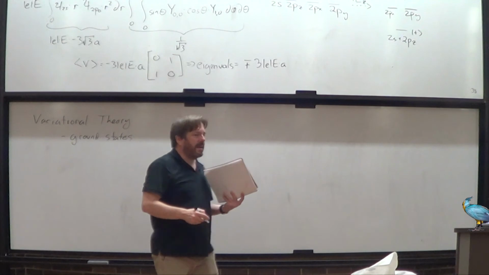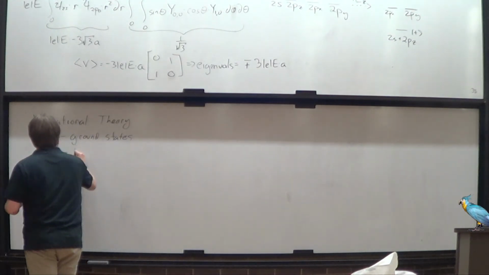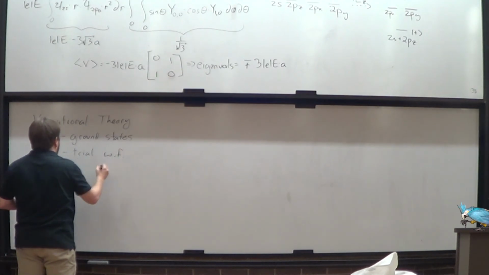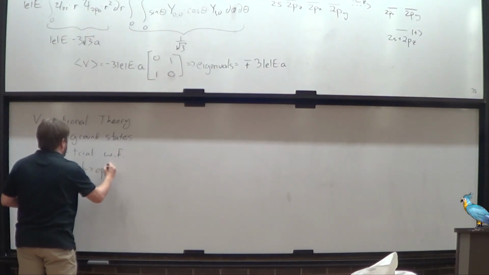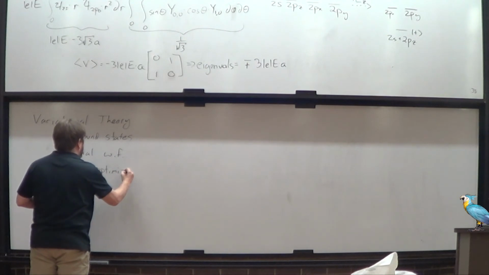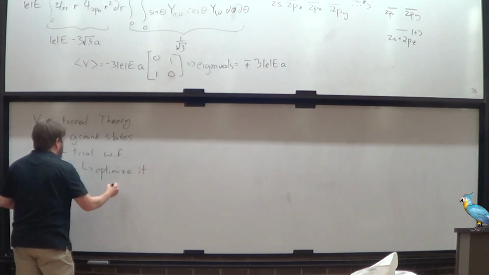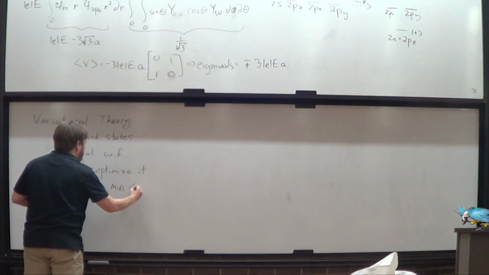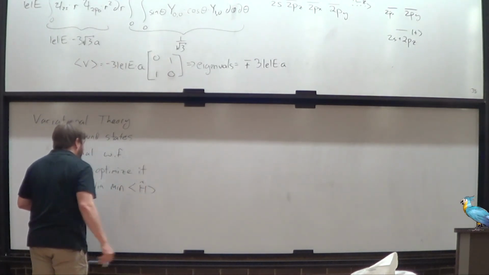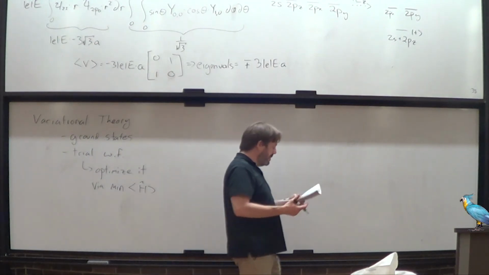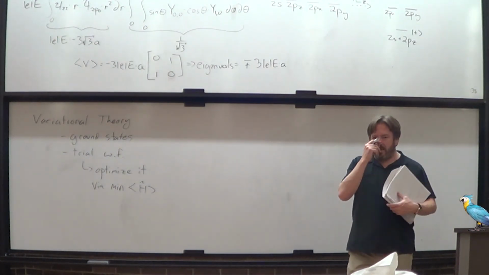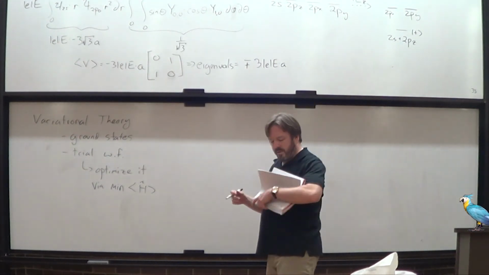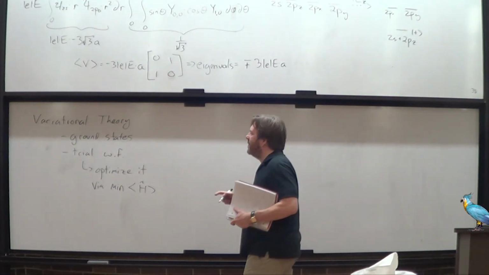And what you do is you use a trial wave function, and then you optimize it. And you do that via minimization of the expectation value of the Hamiltonian. Okay, so let me give you a big picture idea here, and then we'll stop, and then I'll actually do some derivations in the next class, which will, for me, occur in 5 minutes.